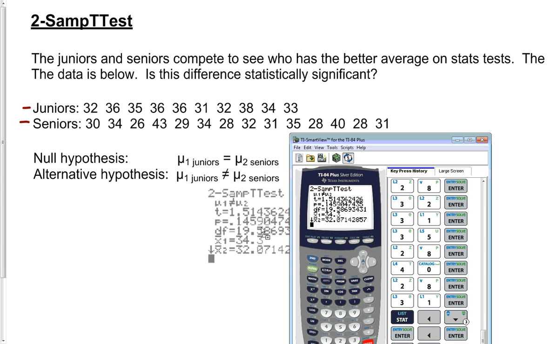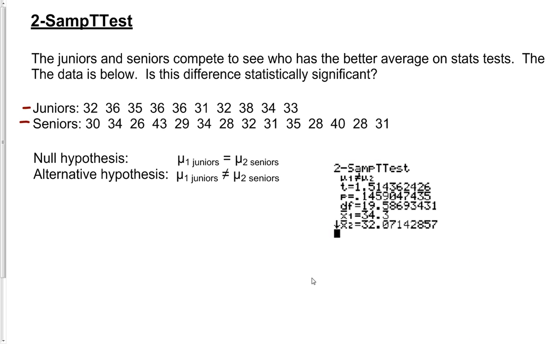Again, we get our p-value back. That's the number we care about. In this set of data, it looks like we had a little bit better luck as far as finding a difference between them, but our p-value, 0.14, is still larger than 0.05 by quite a bit.